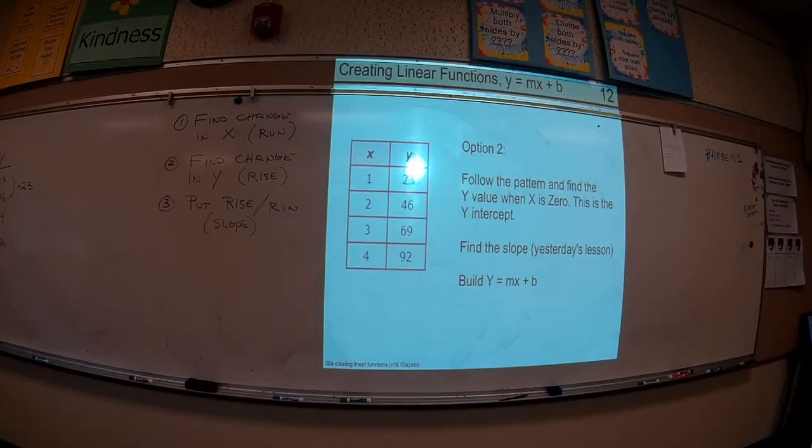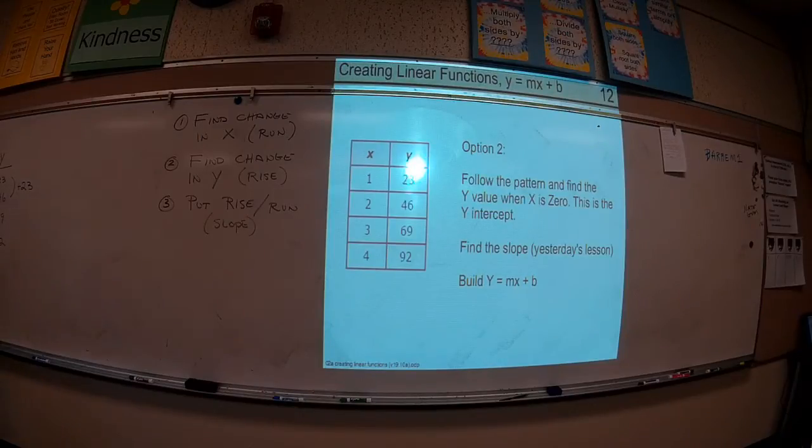What do you want to do now? We already have our slope. Our slope is 23 over 1, so m equals 23 over 1, so m is 23. All right, our slope is done.